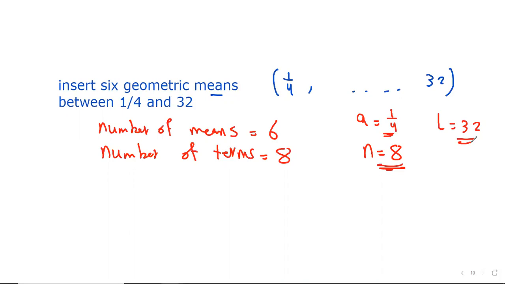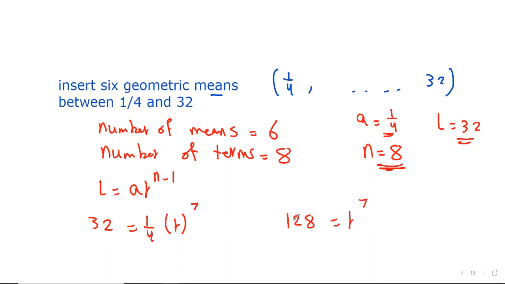So we're going to write here L equals A R to the power of n minus 1, and L is 32 equals A, which is 1 over 4, multiplied by R. I don't know what R is, raised to the power of n minus 1, and n is 8. 8 minus 1 is 7. So multiply by 4 here, it will be 128. So 128 equals R to the power of 7. And 128 can be written as 2 to the power of 7 equals R to the power of 7. So R equals 2.